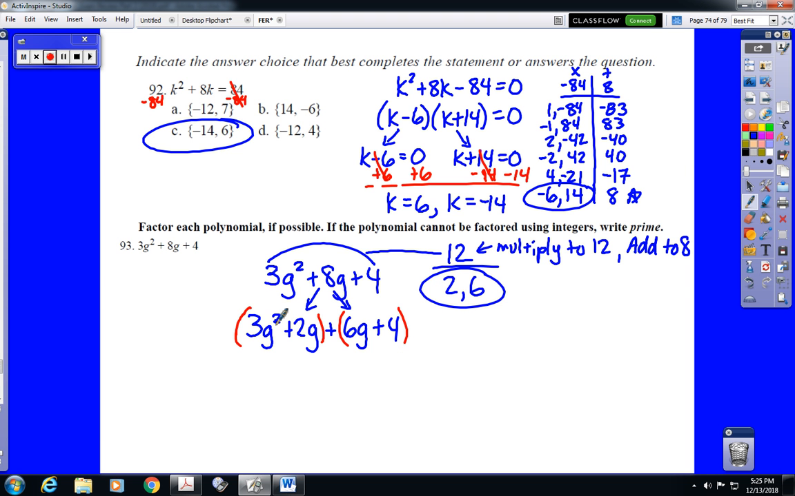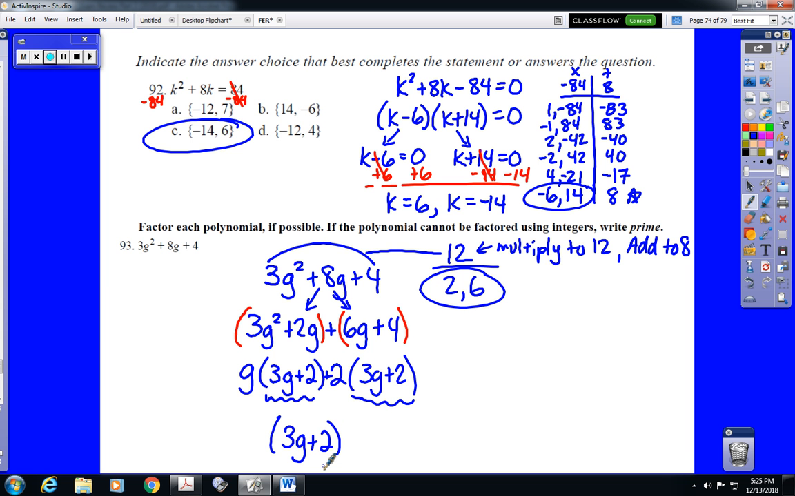So this first set of parentheses, I can take out a g, which would leave 3g plus 2. The second set of parentheses, I can take out a 2, which would leave 3g plus 2. Okay? That means that I now have a binomial, two terms, and they have something in common as well, 3g plus 2. So if I factor that out, that's my first factor. And my second factor is made up of the stuff sitting in front of the parentheses, g plus 2.